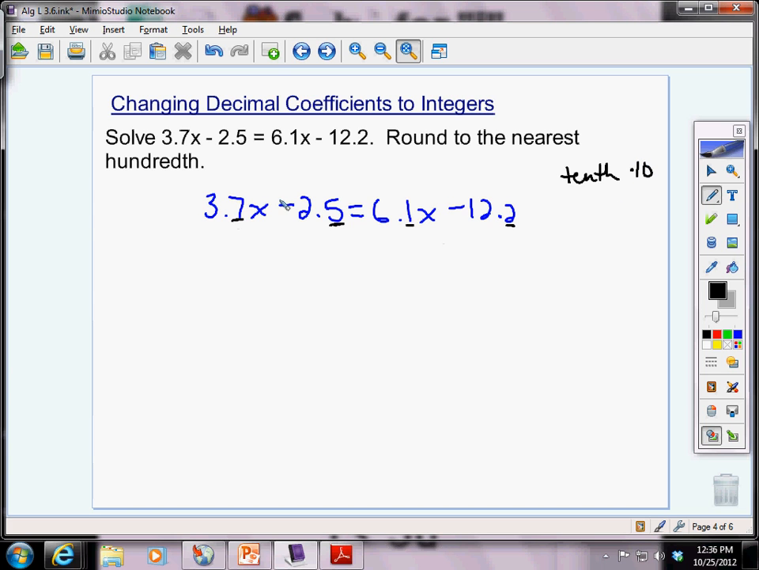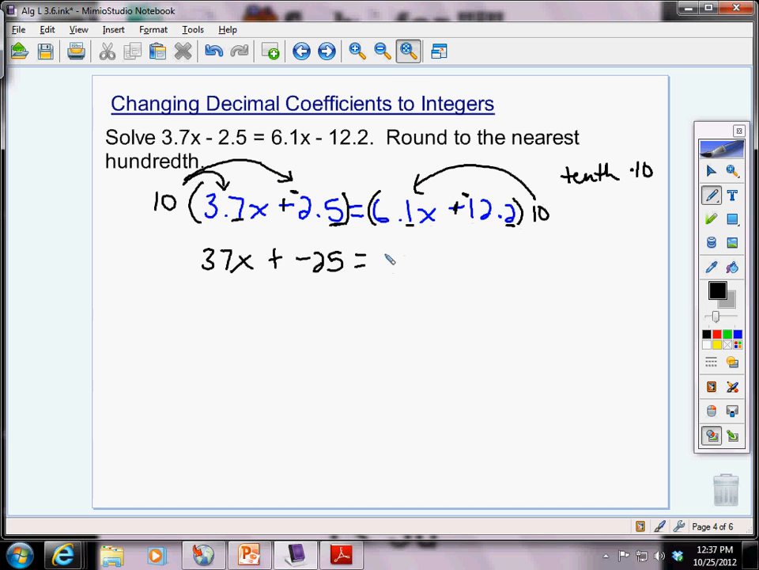Okay, let me go through and do keep, change, change, and make these all into negatives here, so we don't lose that. But what I mean is, if we multiply this side by 10, 10 times 3.7 becomes 37x. Using our distributive property here, 10 times a negative 2.5 becomes a negative 25. See how it's gotten rid of the decimal points. Now we can't just multiply one side by 10, we have to multiply both sides, because whatever you do to one side of the equal sign you have to do to the other. So in this case, I'm going to go 10 times 6.1 and get 61x, plus 10 times a negative 12.2, which becomes a negative 122.